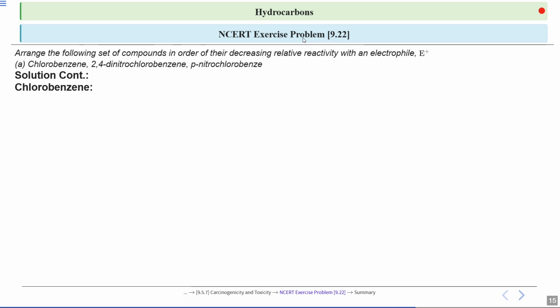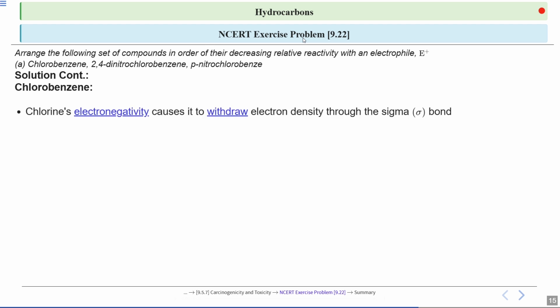First, let us focus on chlorobenzene. It is a simple benzene ring with a chlorine atom attached to it. We will analyze how the presence of chlorine affects the electron distribution in the ring and, as a result, its reactivity with the electrophiles. Chlorine's electronegativity causes it to pull electron density away from the benzene towards the chlorine through the sigma bond. This is called the inductive effect. Withdrawal of electrons makes the ring less attractive to electrophiles, which are looking for areas of high electron density.